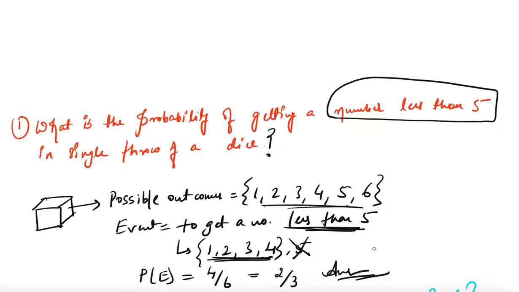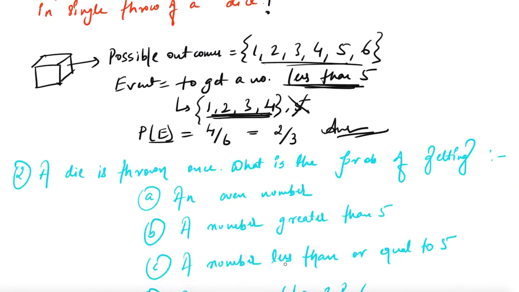Simple. So that is why: know the possible outcomes, find the total possible events, put in the formula of probability, and solve it. That's how you do a question. Let us go to the next set of questions.